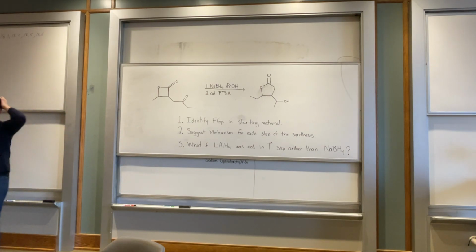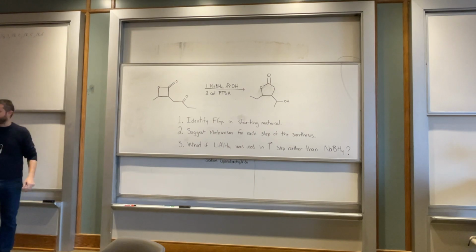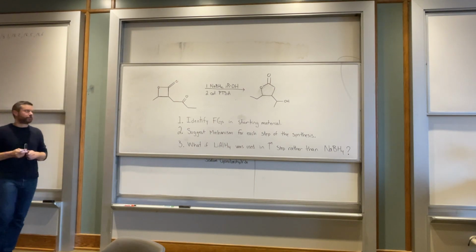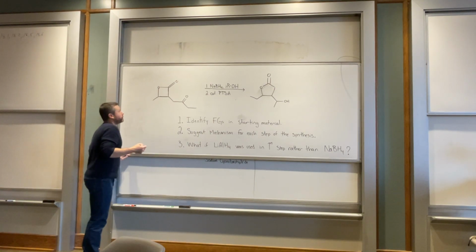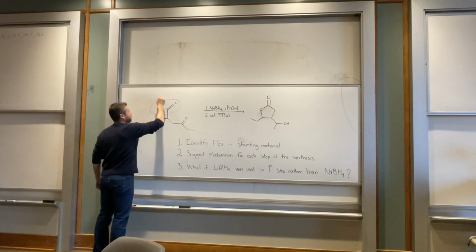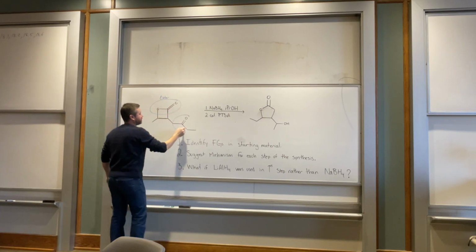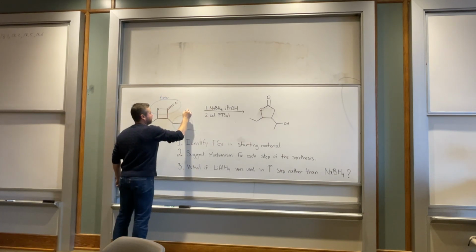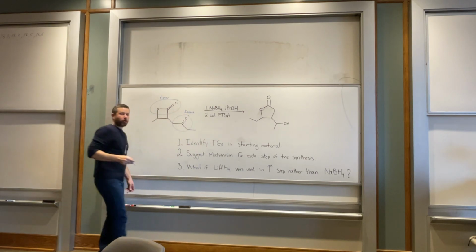Okay, so all along I've been trying to convince you to learn your functional groups so you can identify them in reactions and predict what's going to happen to those functional groups in the reaction. So in the starting material we have two functional groups. We have an ester and we have a ketone. Right, so two carbonyl functional groups.